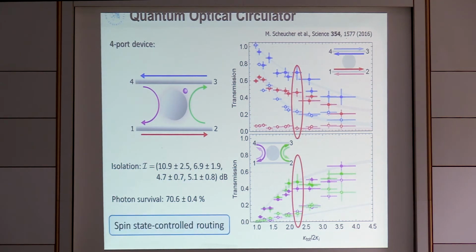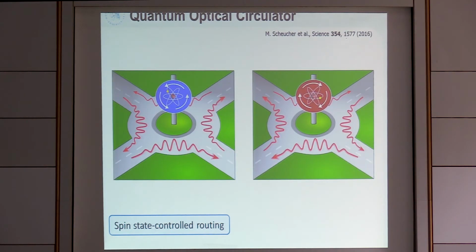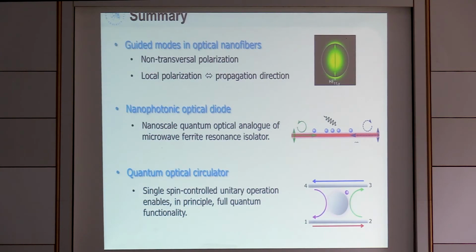So that means that we have a spin-controlled routing here, and by flipping the sign of the spin, we can actually go from a roundabout for light in mainland Europe to, say, the UK, okay? So with this, I summarize my talk. I introduced the strange polarization properties of guided modes in optical nanofibers and showed that the local polarization is locked to the propagation direction. And then I showed you that one can realize optical diodes and circulators based on this effect by coupling spin-polarized atoms to these guided modes.